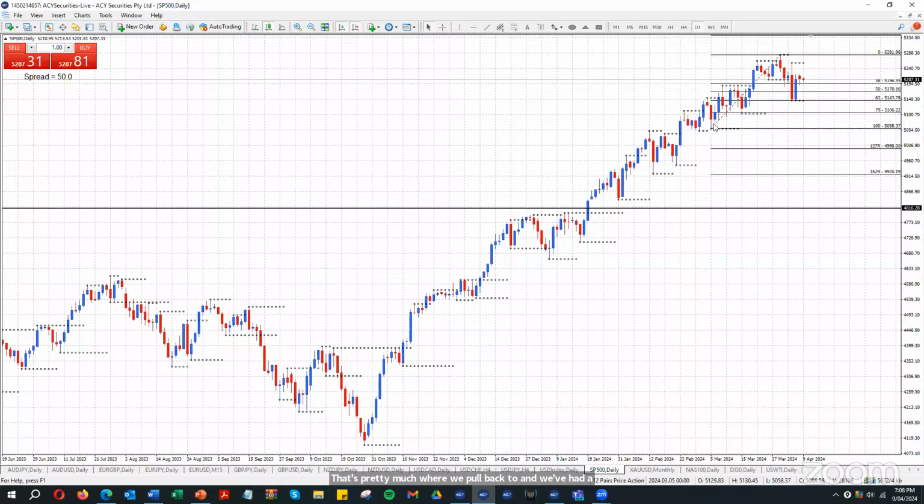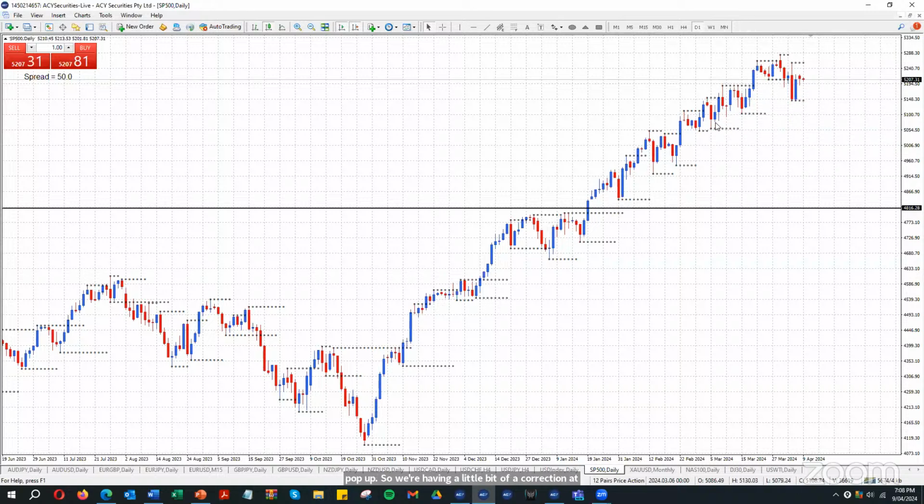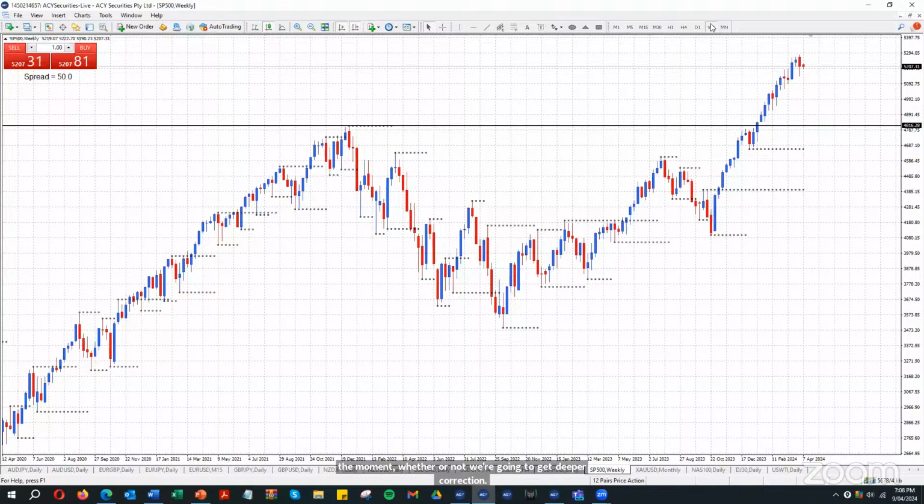Whether or not we're going to get a deeper correction, I was looking at this earlier in the day. From October, if you do the maths, we're up about 25%. So we are very much overextended, and we are due maybe a correction. We had an outside week to the downside last week. It doesn't change the weekly trend picture though, because it's higher top, higher bottom to a top here.